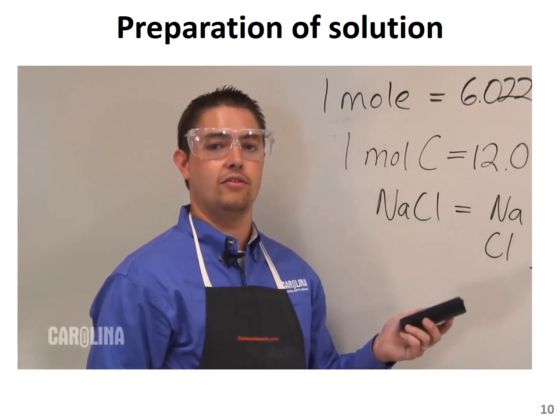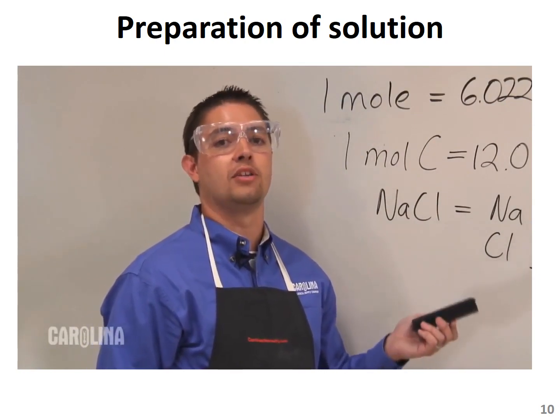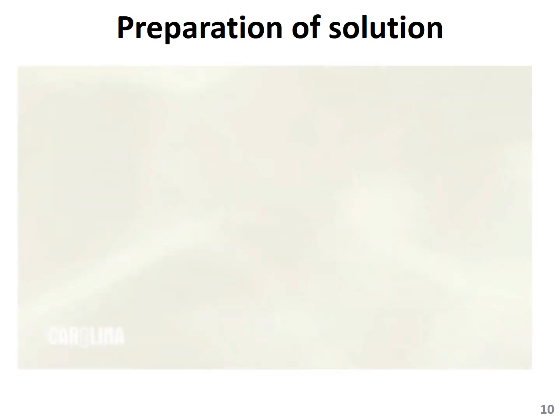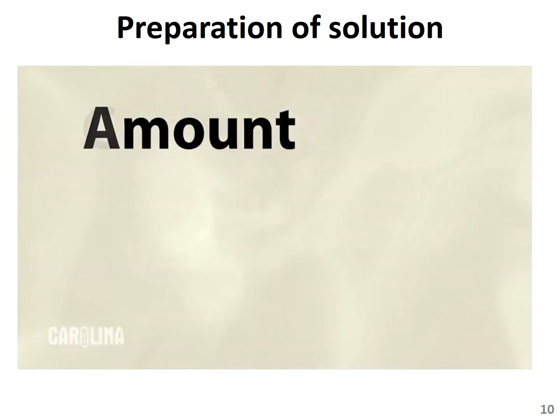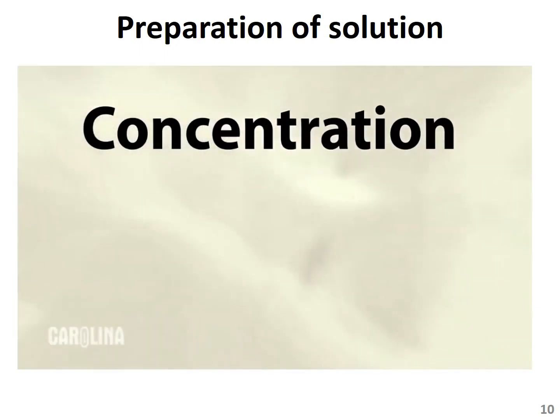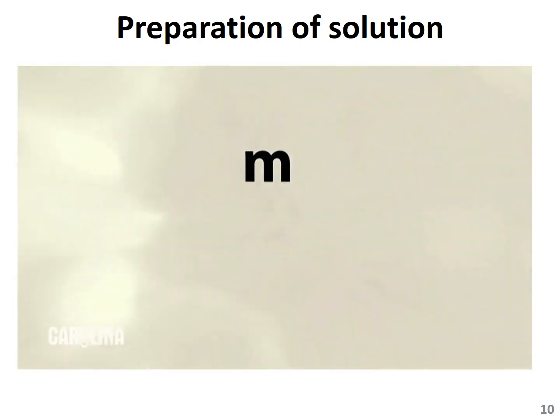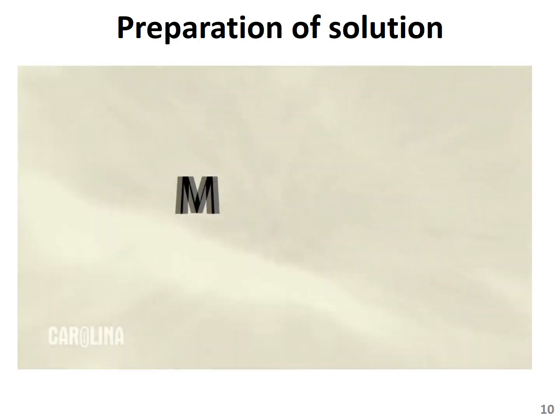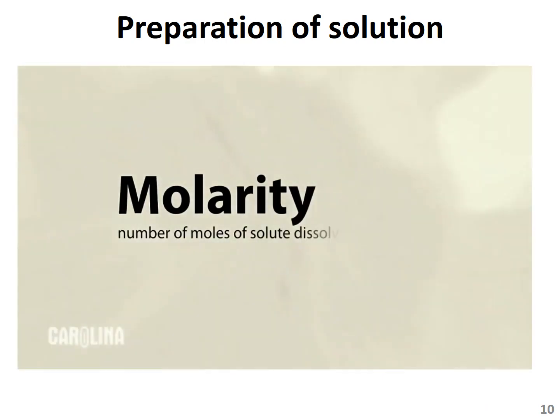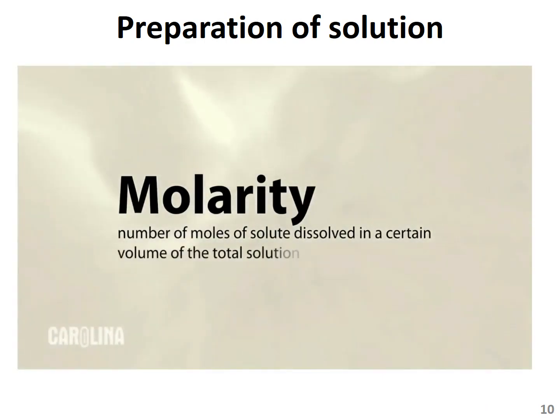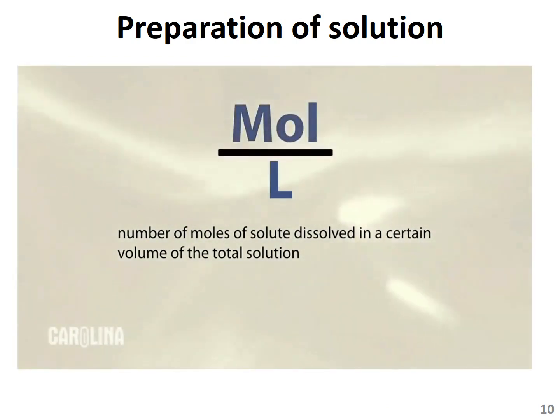But in the case of solutions, we now have a mixture of multiple different substances. Therefore, we express amount as a concentration. The most common unit for concentration in chemistry is molarity, abbreviated capital M, which indicates the number of moles of solute dissolved in a certain volume of the total solution. This gives molarity derived units of moles per liter. It is very important to note that this is a volume of solution, not the volume of solvent.